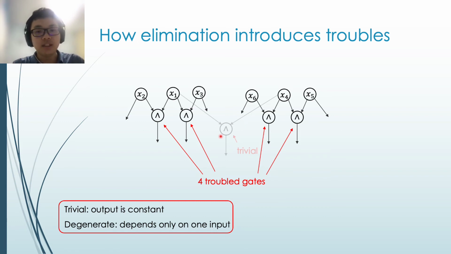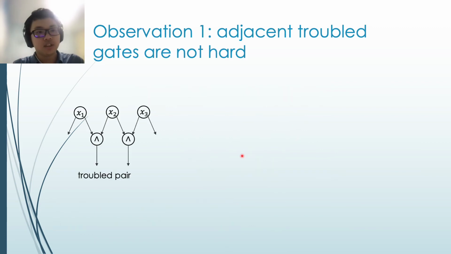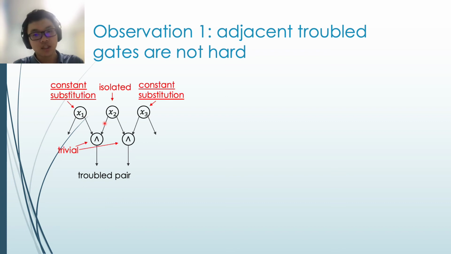But we can observe that instead of getting 4 independent trouble gates, we actually get 2 pairs of trouble gates. So we now study this pair of adjacent trouble gates more seriously. We can more or less easily see that this is actually an easy case. We can, for example, do constant substitution to x1 and x3 to make these two AND-type gates trivial, and in such a case, the middle x2 variable will become of odd degree 0, which we have already argued will not happen for more than some linear number of times.